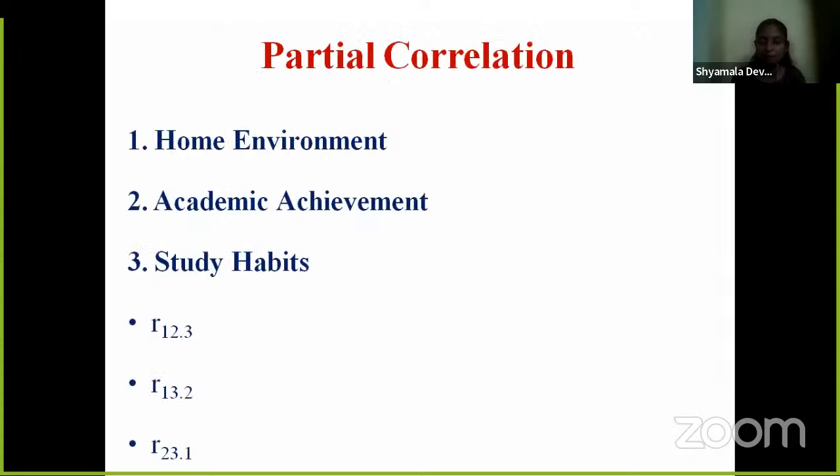Okay, so let me see. Here I have taken 3 variables: home environment, academic achievement, and study habits. If I am going to partial out the study habits, it is R12.3, which means I'm going to find the correlation between 1 and 2, partialling out the third variable, that is study habits. Similarly, I can do it for 1 and 3, that is home environment and study habits, partialling out the academic achievement of the students. And similarly, we can correlate the academic achievement and study habits of the students, partialling out the home environment. So these three possible ways are there to do the partial correlation.